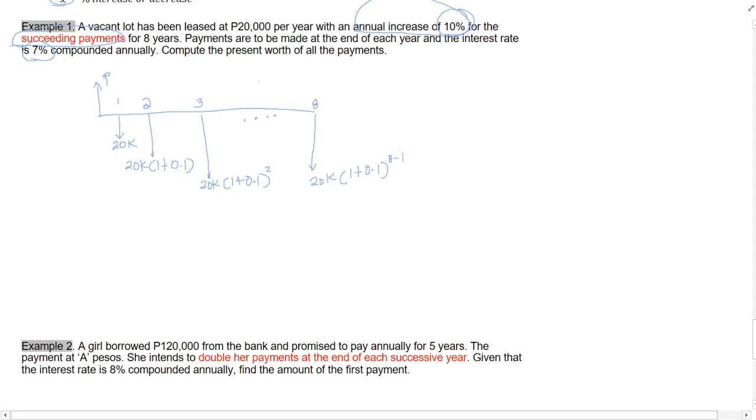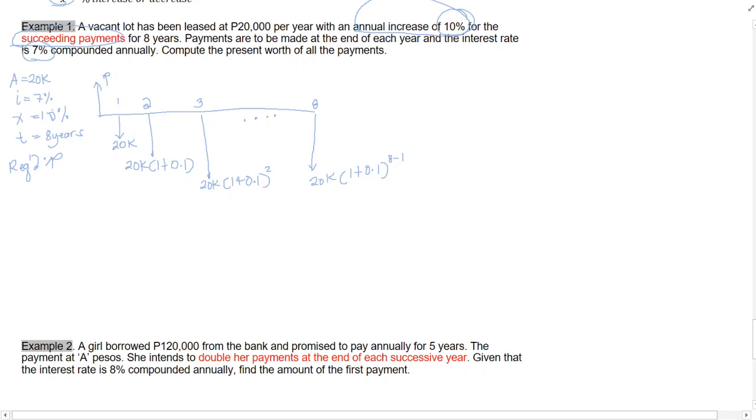So for the given, let us just write it here. The annuity, that is 20,000, that is the first payment. The I, that is 7%, at M equal to 1 since that is annually. The percent increase, that is 10%. For the T years, that is 8 years. And for the requirement, we are required to get the present worth.